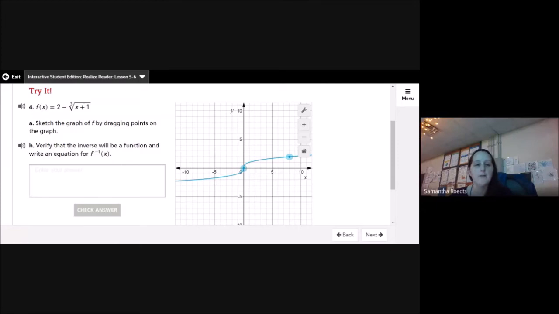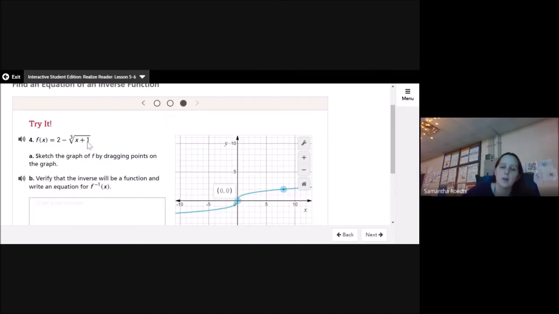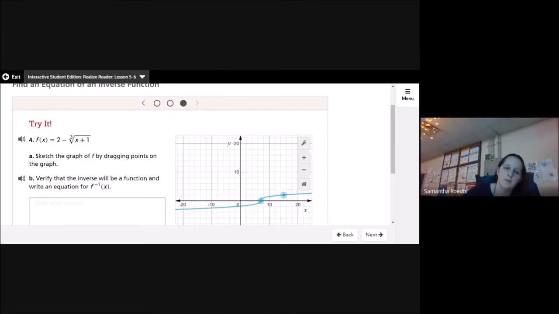All right, so let's try it. f of x equals 2 minus the cube root of x plus 1. I'm going to sketch the graph of f by dragging points on the graph, verify that the inverse will be a function, and write an equation for f inverse of x. So let's see, I've got a couple of different points here. 7 plus 1 is 8, 2 minus 2 is 0. So (7, 0) is one of the original points.